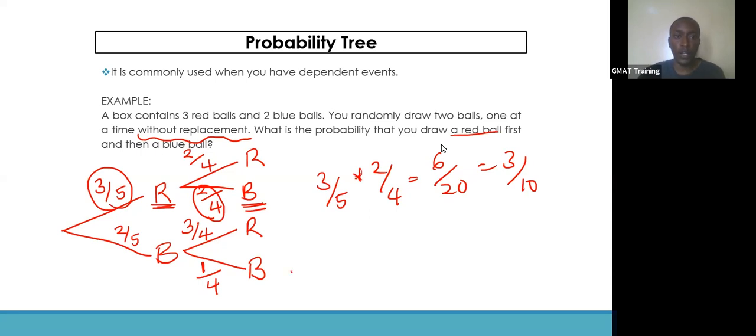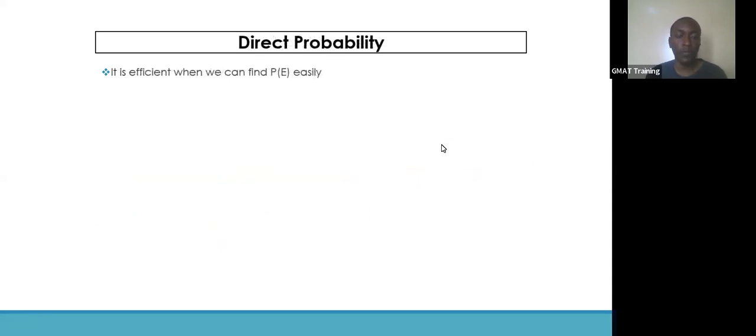We use direct probability. The approach to direct probability is more of the formula, the one that I mentioned earlier: the number of successes over the number of total outcomes or total possibilities. It's efficient when you can find the probability of the event E easily. This one is great for mathematical precision. It's not as prone to errors as the probability tree in this instance, and it's also fast in terms of calculation.